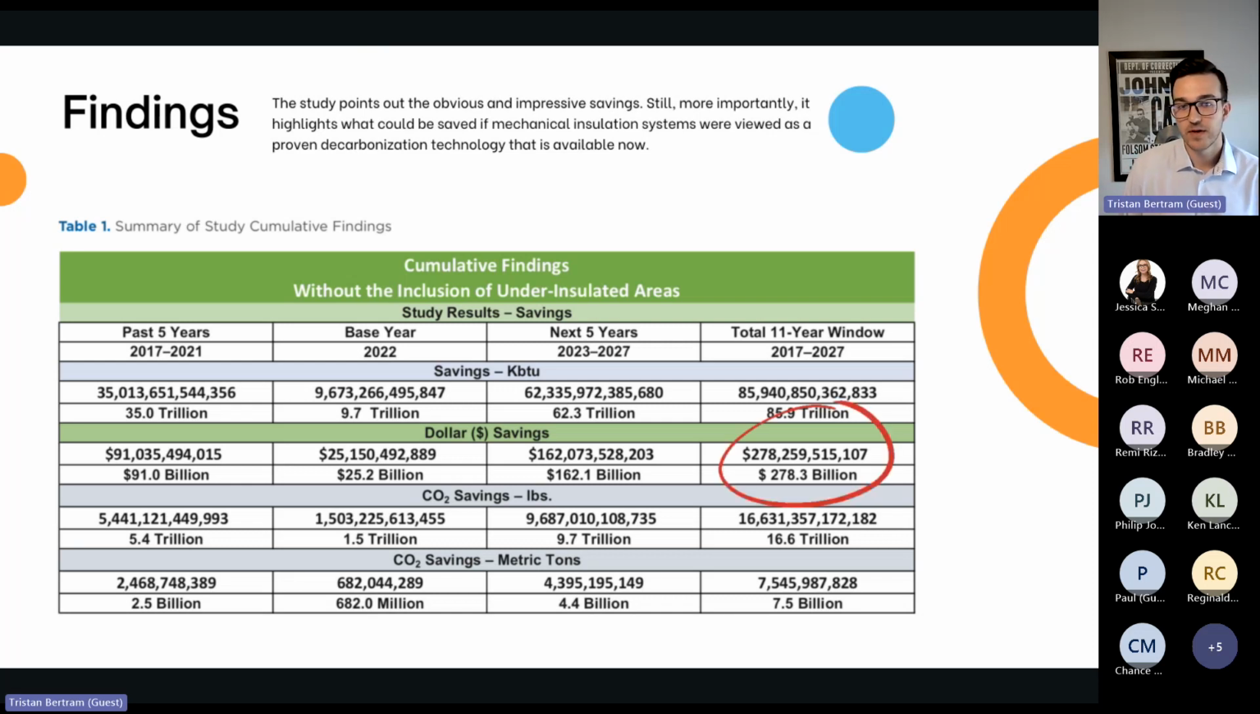So over the 11-year window, if 90% of the insulation produced by these four manufacturers was installed correctly, it accounts for an estimated $278.3 billion in operational cost savings and 7.5 billion metric tons of carbon emissions reduction.